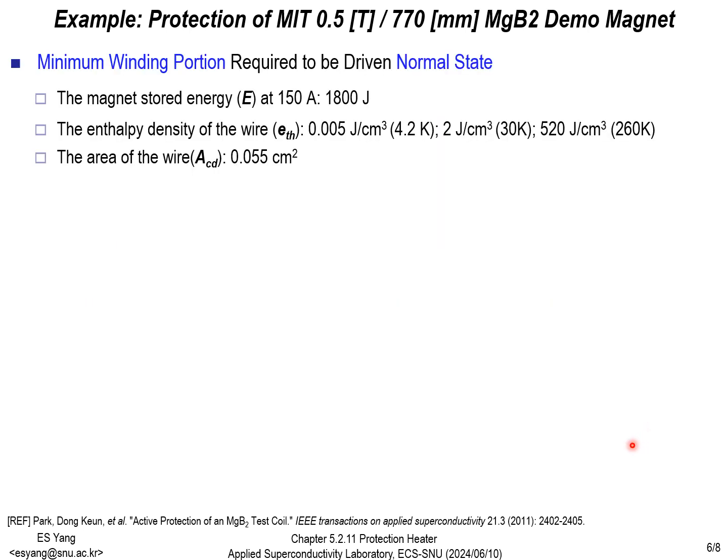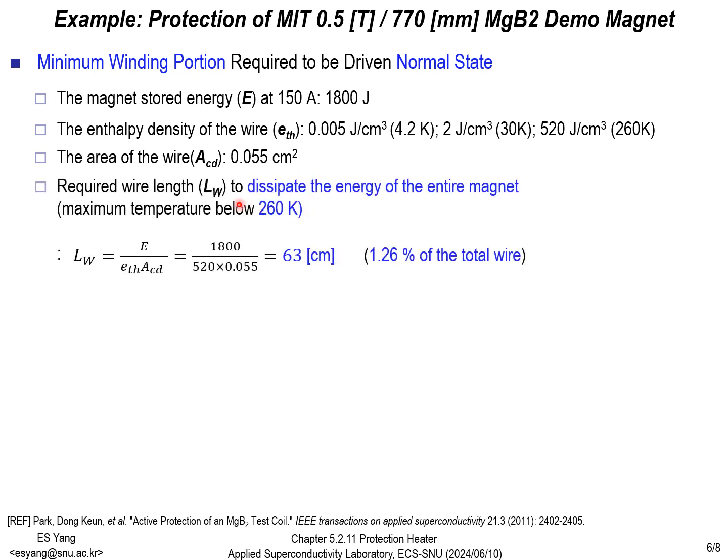When the magnet is operating normally, the energy stored in the magnet is 1,800 joules. The enthalpy density of the superconducting wire needed for the calculations is provided, and the cross-sectional area of the wire is given as 0.055 square centimeters. Thus, we can calculate the minimum length of wire required to dissipate the internal energy of the magnet as enthalpy while keeping the temperature below 260 Kelvin.